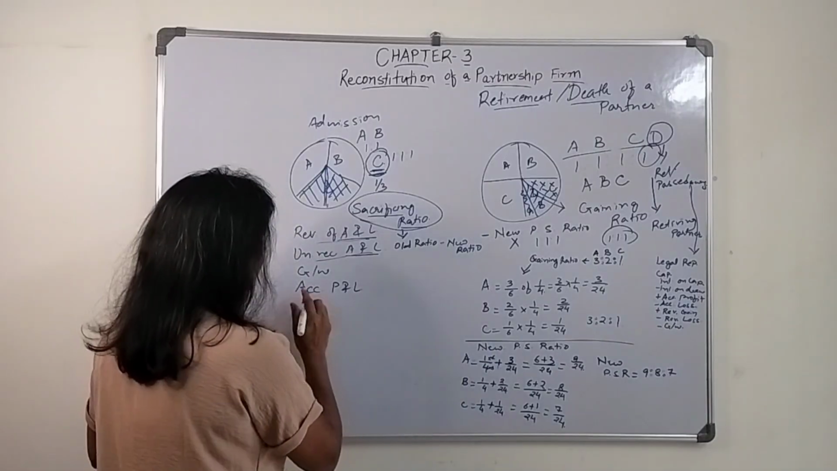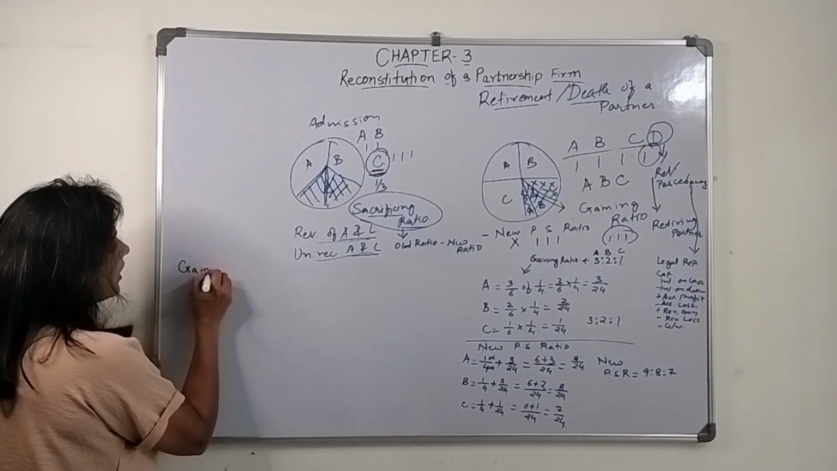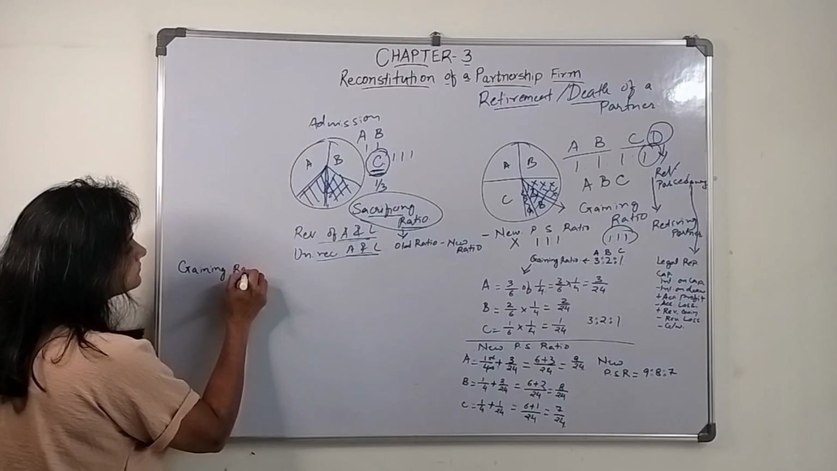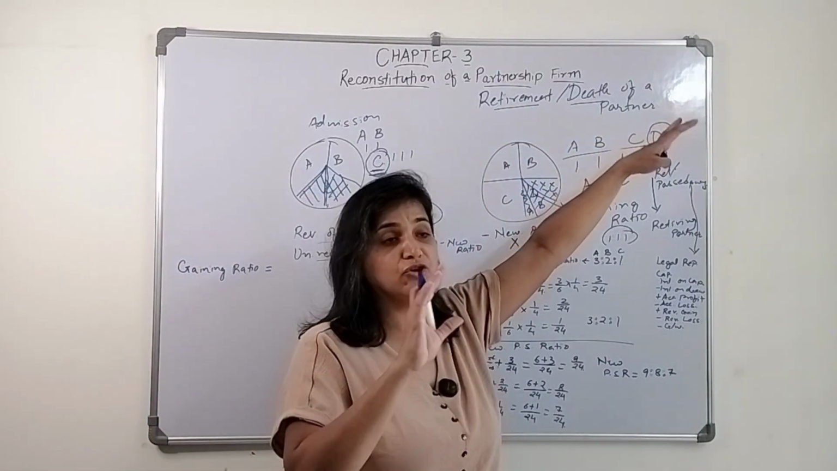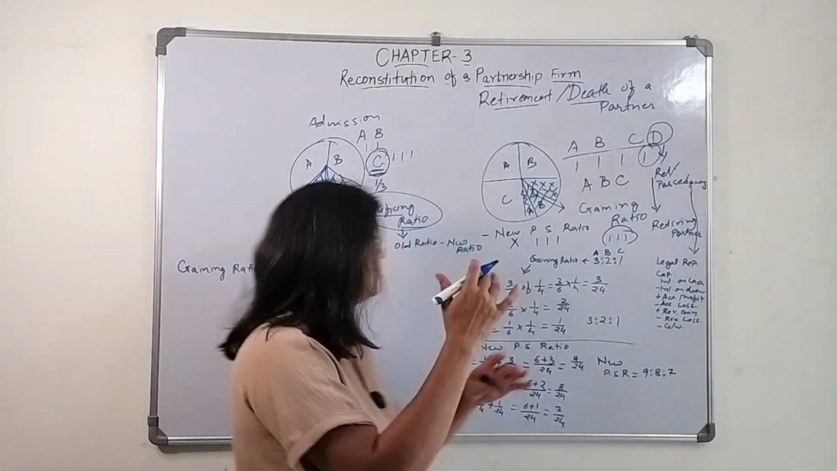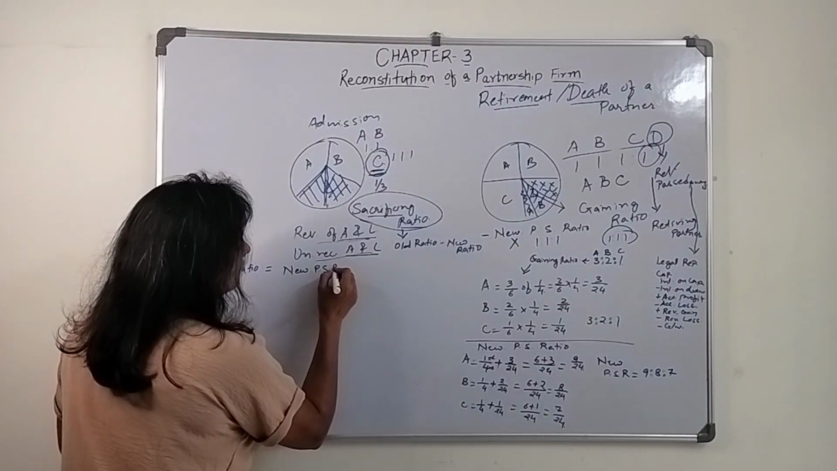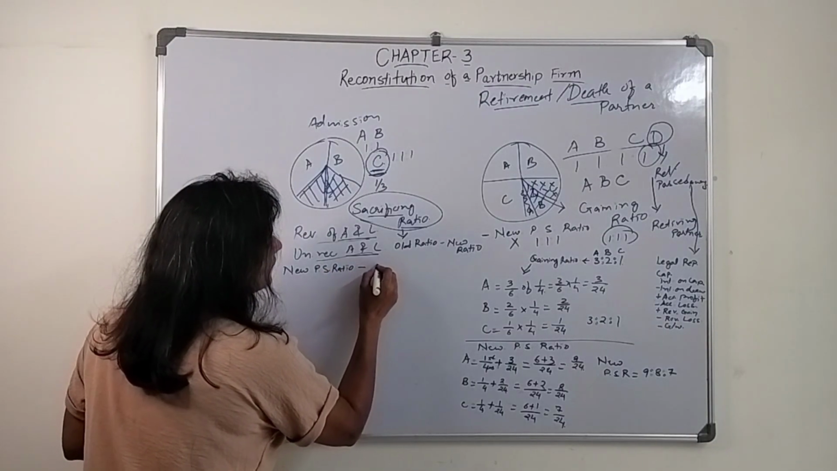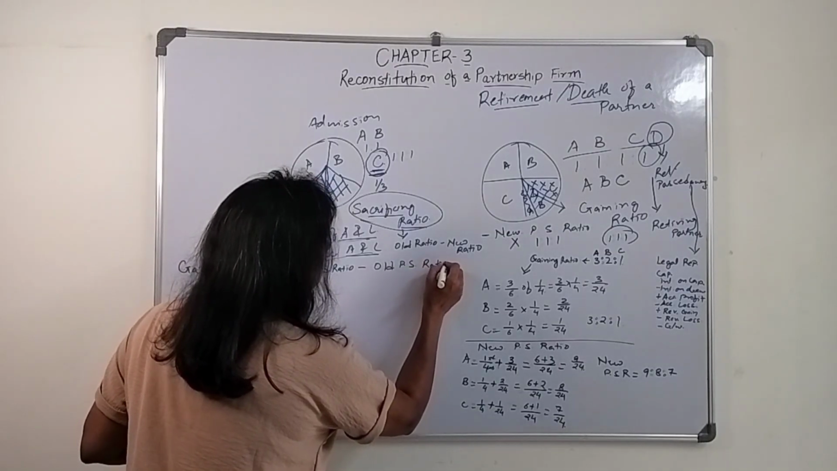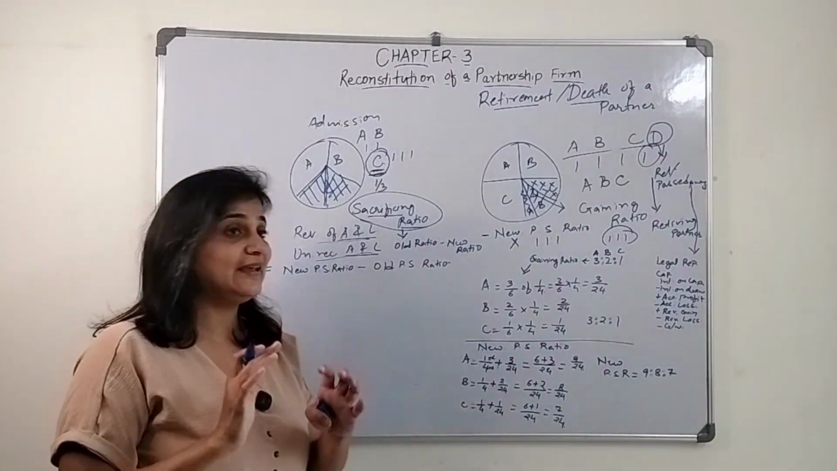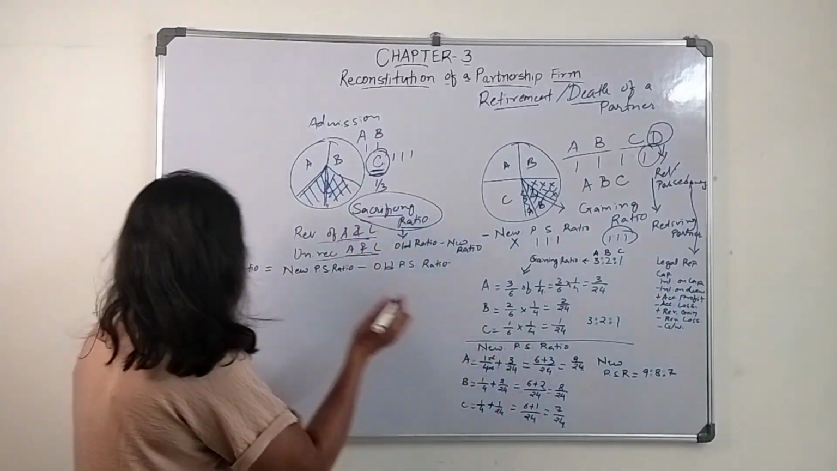But when we say gaining ratio, let me erase this. Gaining ratio. How to determine gaining ratio? Here they are going to receive more, so the new profit sharing ratio will be more, so it will be new profit sharing ratio minus old profit sharing ratio. That will be the gaining ratio. Understood. Now in this case also there are three situations.